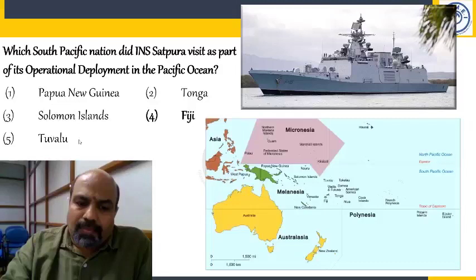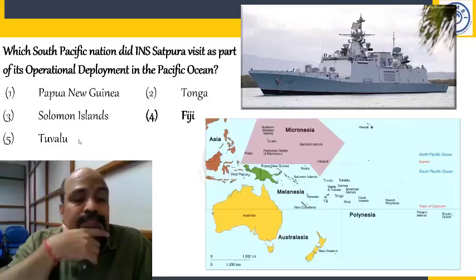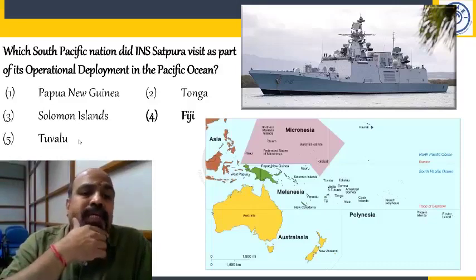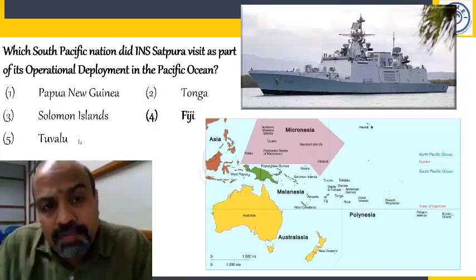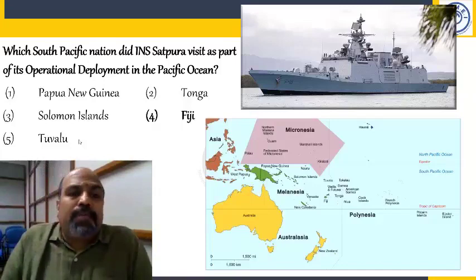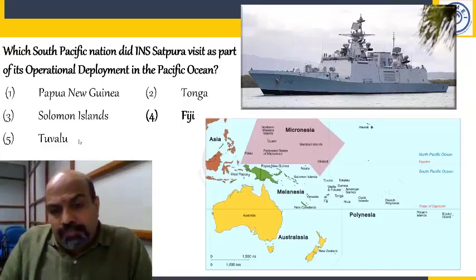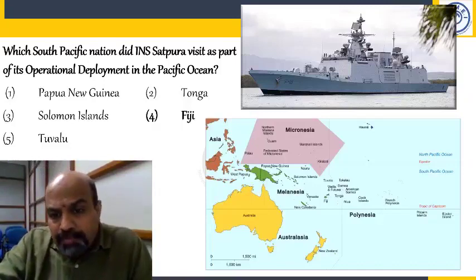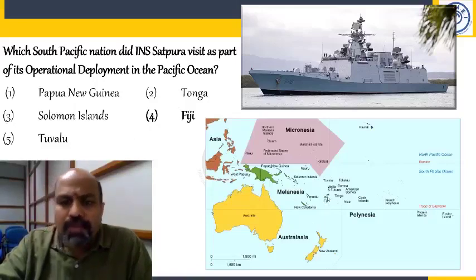That's a picture of Oceania. Which South Pacific nation did INS, Indian Naval Ship Satpura, visit as part of its operational deployment in the Pacific Ocean? It went to Fiji. You see this? This is Fiji. Small island, these two, Fiji.